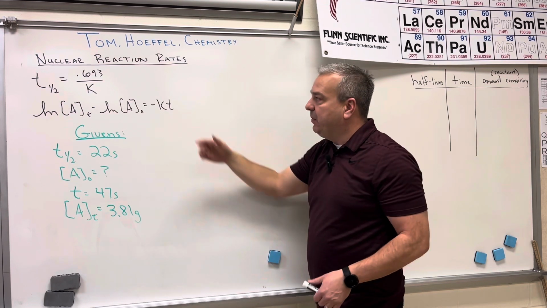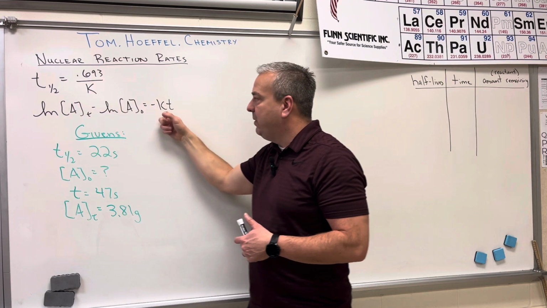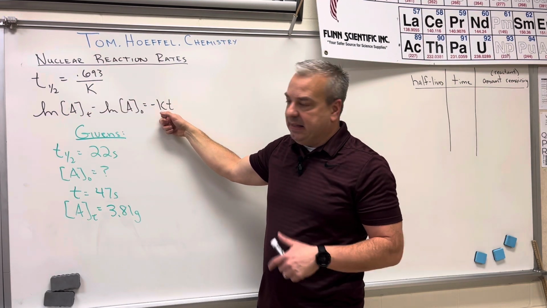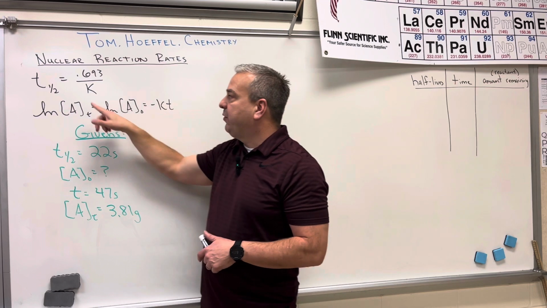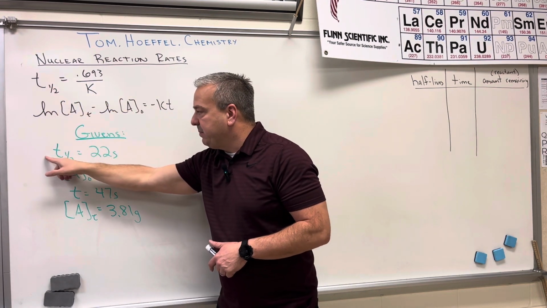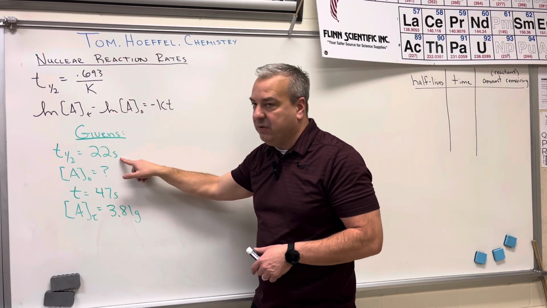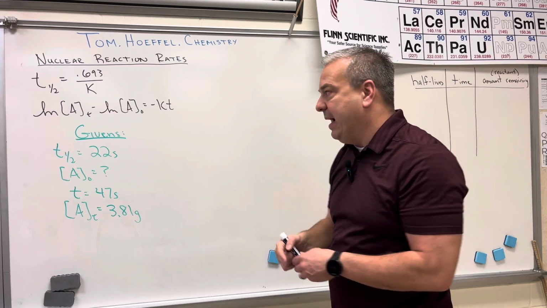Okay, so what I'm going to do first is figure out what the rate constant is equal to, because we need to use the rate constant in the second equation. To figure out the rate constant, what k is, you need the half-life time. And in this problem, the given is telling us that the half-life time is 22 seconds. So let's figure out what the rate constant is first.